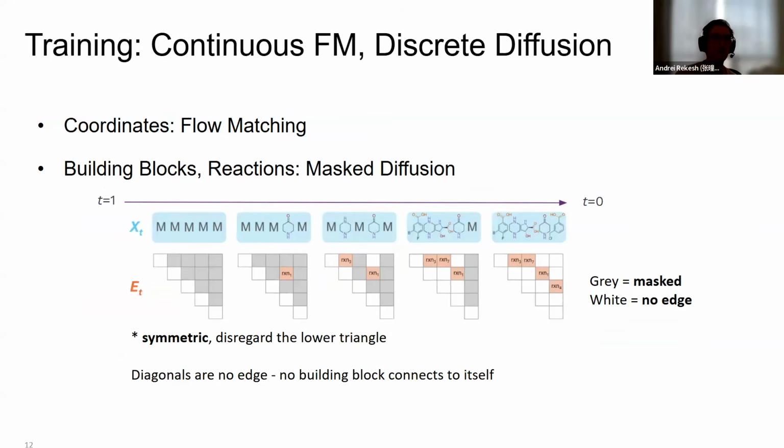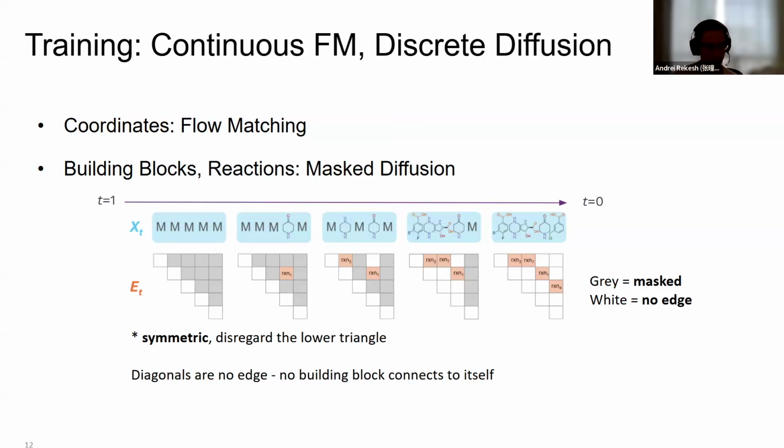So now that we have a graph formulation for building blocks and we have our coordinates as they would be done normally, we can get into how exactly we train such a model. For coordinates, we can simply use vanilla conditional flow matching. There's not too much to say about that. And building blocks and reactions are discrete categories.